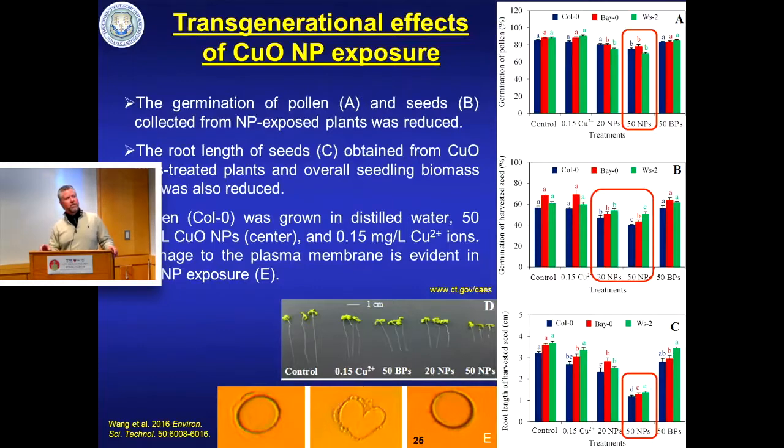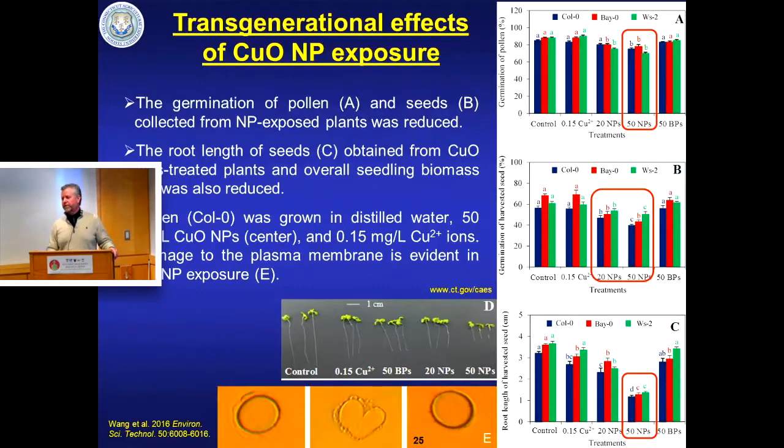But things like, so these are the next generation seedlings as well. Things like root length of that F1 generation, that next generation, things like germination of the pollen, all were significantly reduced when there was an exposure to a reasonably high concentration of copper oxide nanoparticles. And this gets to this fundamental issue of toxicology. It's all about the dose. I mean, if you apply the copper oxide nanoparticles in one form, in one way, at one concentration, you suppress disease and you get greater growth. But if you supply it under another scenario, you have toxicity.